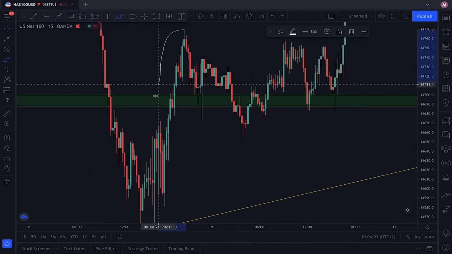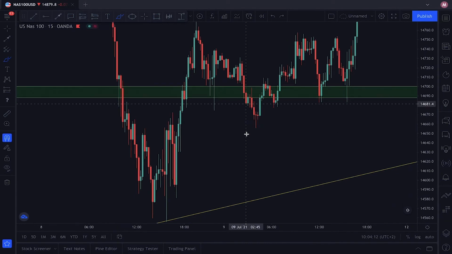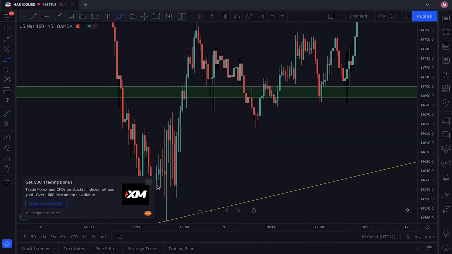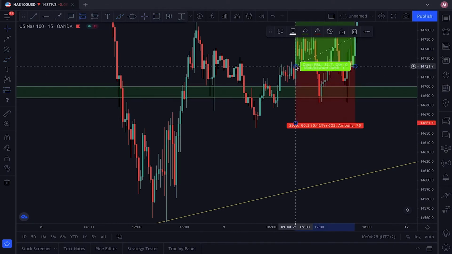So as you can see, coming from that impulse move right there, we had a bullish flag, which was a green flag to go for the buys. And then after price broke back above our resistance structure to make it support again, I then took the trade somewhere around there.